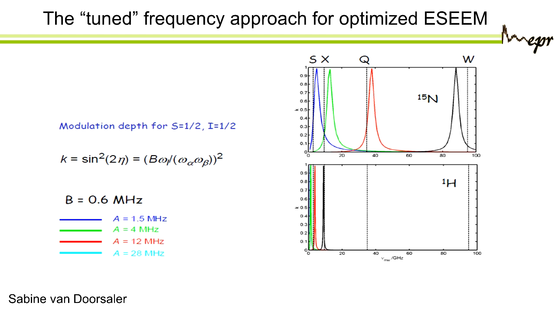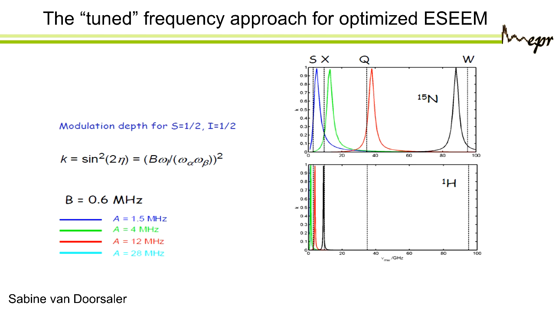And the upper one is optimized for N15. This is the B term, and then we look at A15 that has 1.5 megahertz, 4 megahertz, 12 megahertz, and 28 megahertz. So if I want to see the 1.5 megahertz, I have to work at frequencies between 0 and 10. That's the blue one. Because if I go to higher frequencies, then the K will be very small. For 4 megahertz, I should work with the green one.